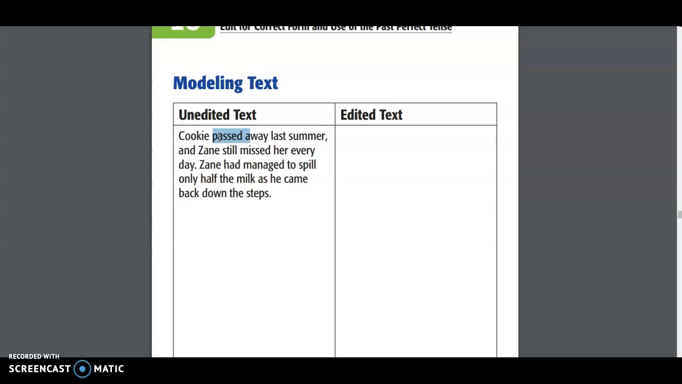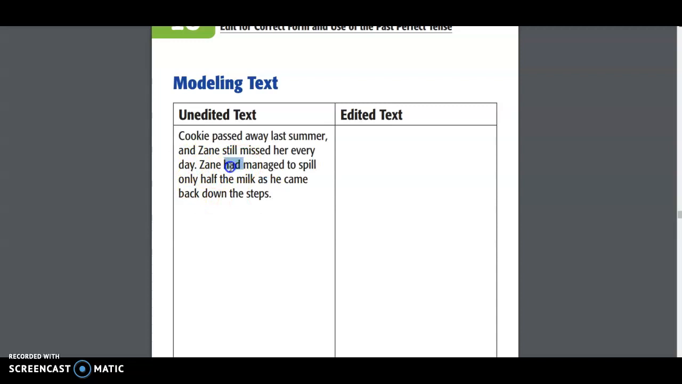All right. Now let's look at the second sentence. Zane had managed to spill only half the milk as he came back down the steps. So my question is, do we need that had in front of managed? Is it talking about something that happened before another thing happened? I don't think so, because it says managed to spill only half a gallon as he came back down the steps. So they're happening at the same time, so you would not need a had.